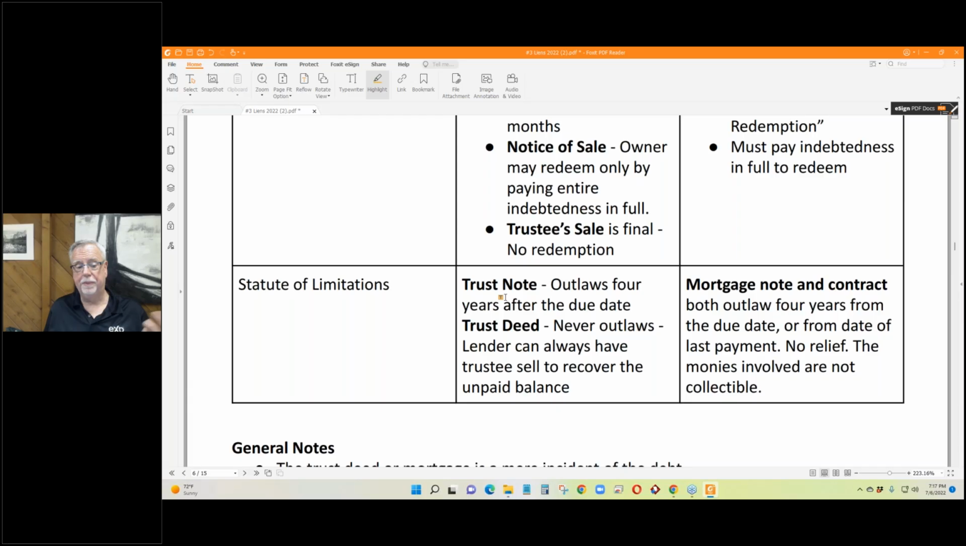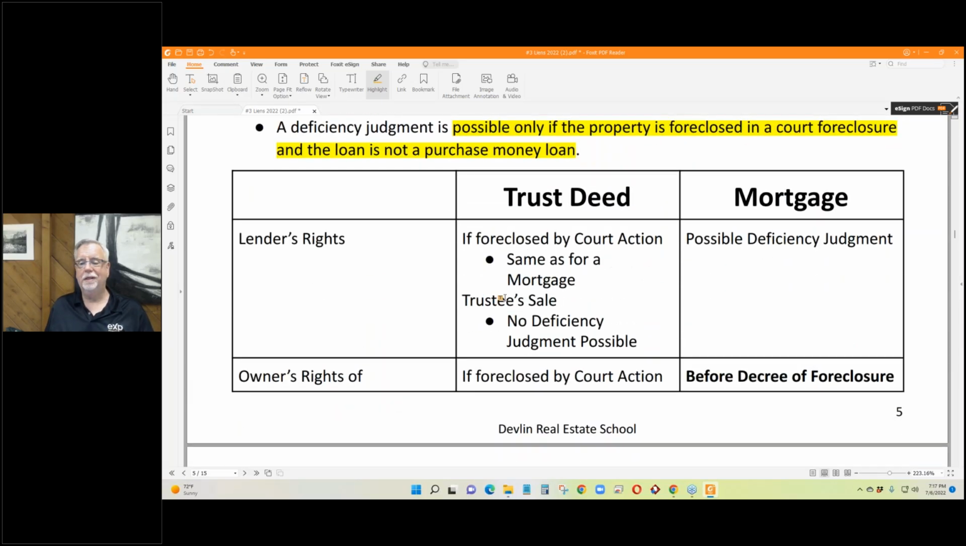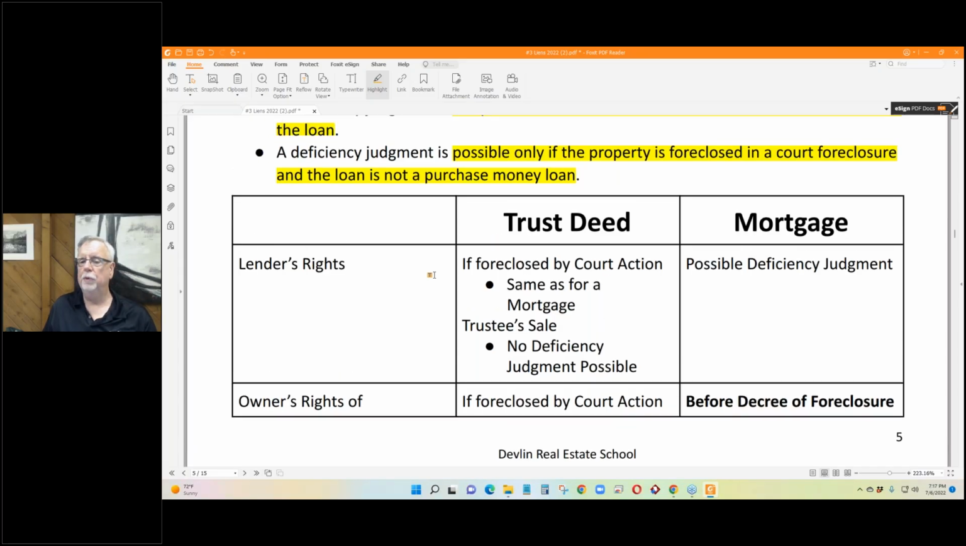It's a big chart, but anyhow, I'm going to make it smaller in the future. Trust deeds and mortgages, the lender's right. If it's foreclosed by a court action, the trust deed is the same as a mortgage. In other words, the lender in a trust deed, because they have a note, remember the note? The note says, I promise to pay back 800,000. So the lender in the trust deed is given a choice. They could either do a trustee sale, but there's no deficiency judgment. Or if they felt there was a big deficiency and it was a kind of loan that wasn't exempt, they could go to court, right? The only reason you would go to court on a trust deed is because you want a deficiency judgment.